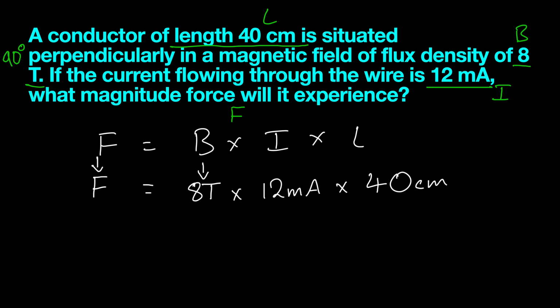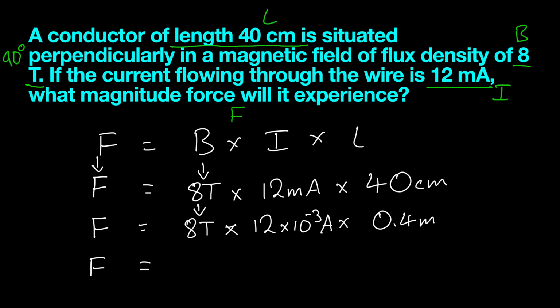Now you might be able to see that there are 2 conversions we need to do in this case. We need to convert from centimeters to meters, and we also need to convert from milliamps to amps. So let's do that now. 12 milliamps is 12 times 10 to the minus 3. And 40 centimeters is very simply 0.4 meters. Now we can find that force is equal to 0.0384 newtons. Make sure you include the unit at the end.